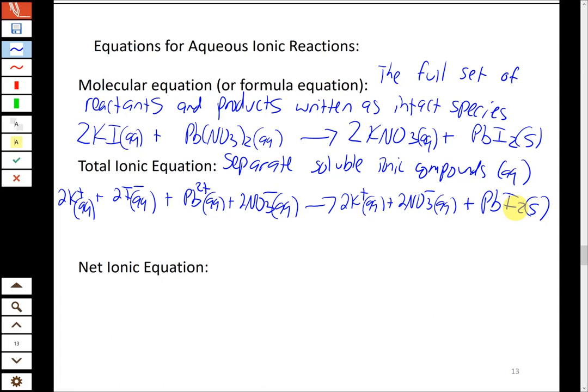But what it is helpful for is if you write the total ionic equation, it makes it much easier to generate what's called the net ionic equation. So the net ionic equation, what you do is you remove what are called spectator ions. And those are going to be ions which appear on both sides of the arrow as dissolved ions.